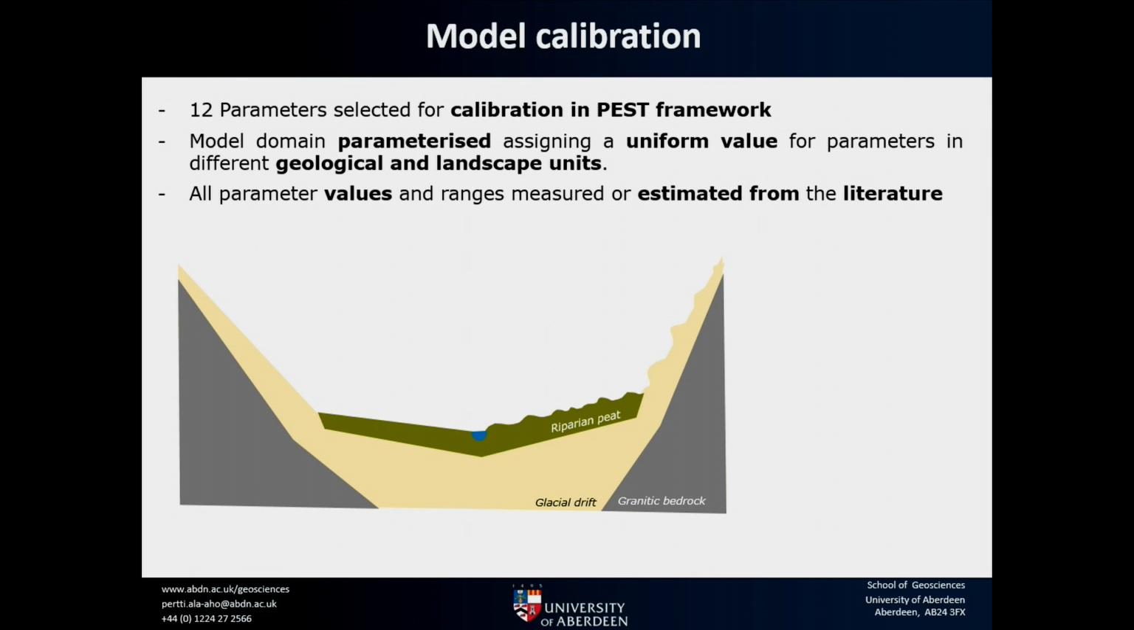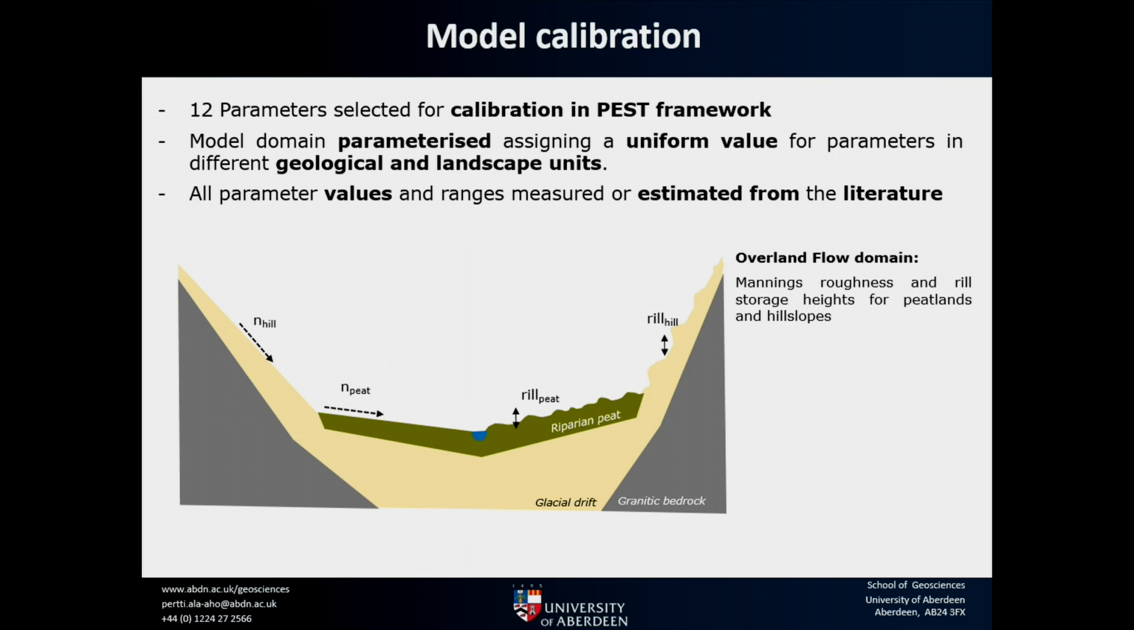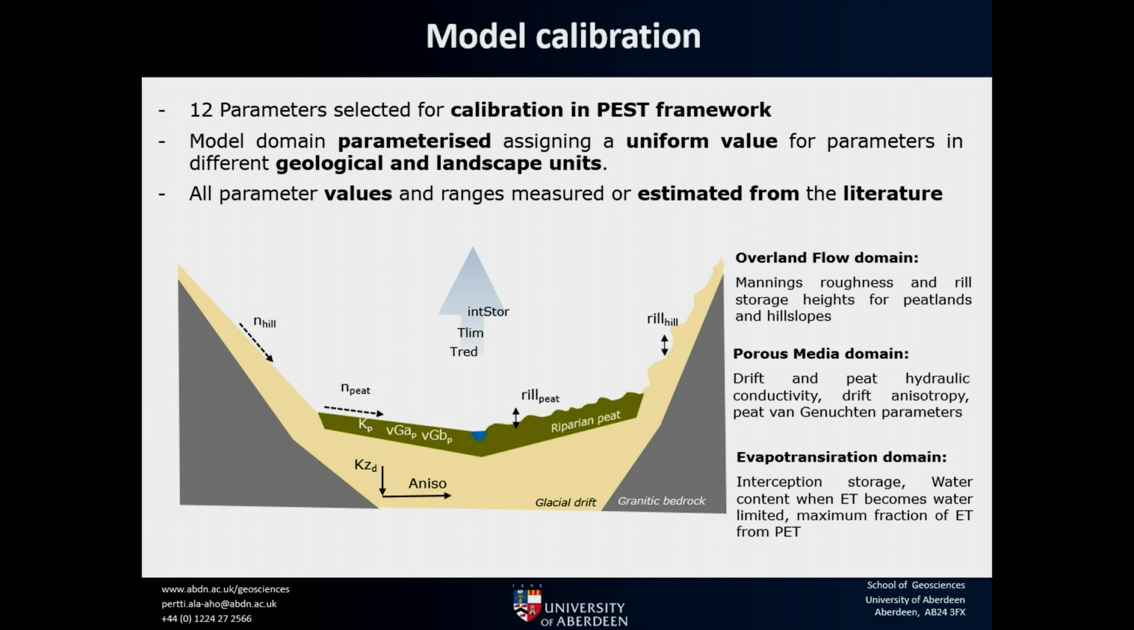We basically have a layer representing the riparian peat, which is mainly an overland flow domain that's regulated by some rill storage and a Manning's n in terms of the algorithms. And then we've also got the drift, where we've got a porous media domain that's dominated by the saturated hydraulic conductivity and anisotropy of the drift material. And then we also have a domain representing the evapotranspiration interception storage. So we've tried to go for a very simple physically based model. We've got 12 parameters here.